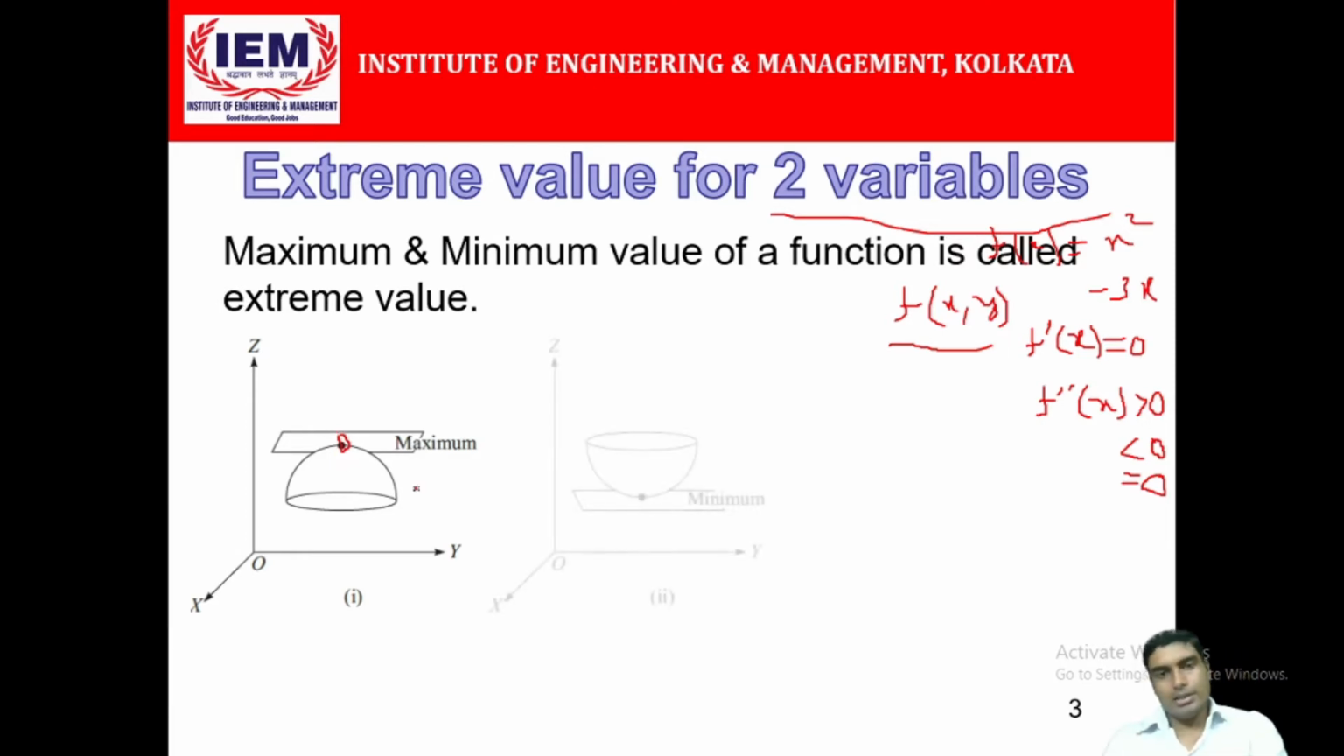Now another case: if you see this diagram, that is the opposite of this one, because that is basically the other half of the sphere. So this is basically your minimum point, because if you take any other point, it will be above this point. So the value of the surface at this point will be minimum, and at other points the z value will be larger.